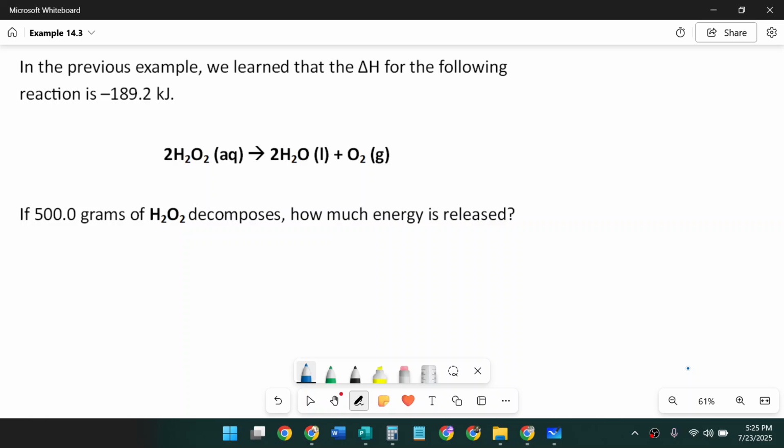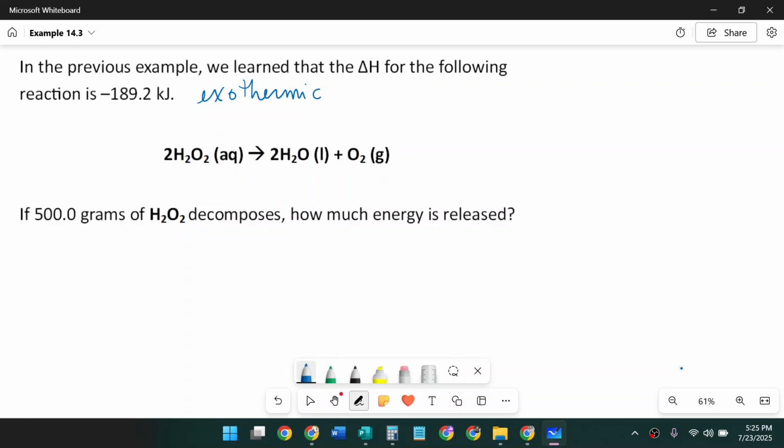And then it asks us, if 500 grams of hydrogen peroxide decomposes, how much energy is released? So now we're combining stoichiometry with the enthalpy that we've been working with. So let's go ahead and look at it. This number is negative, so we know that this is an exothermic reaction. And we had already determined that also in the last problem.